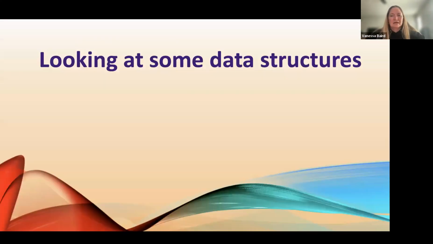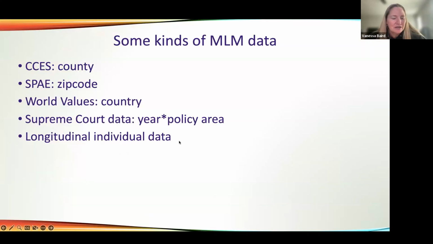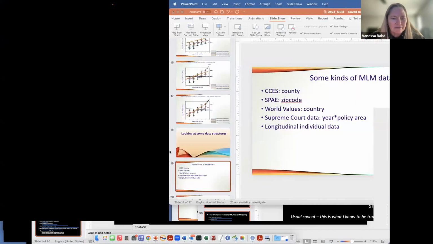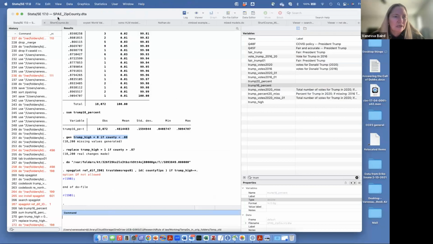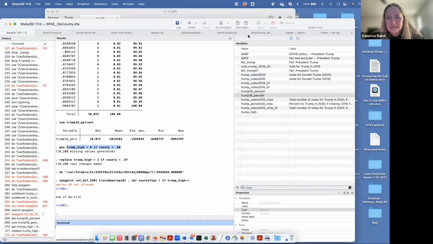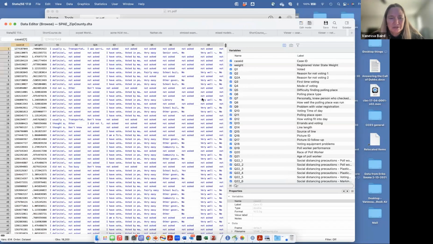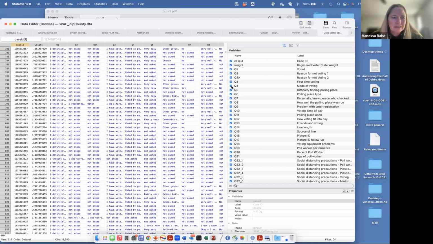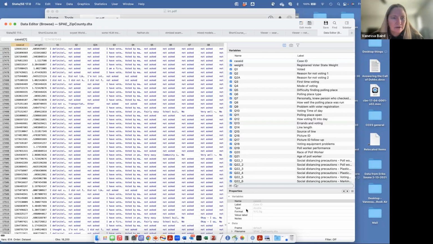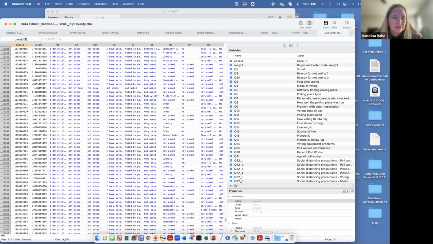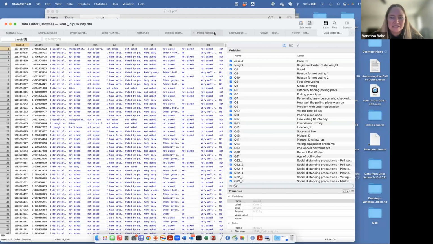All right. So looking at some data structures. I wanted to take a moment and just show you, because I've had a bunch of data open all day. And so this is the data structure for the electoral attitudes data set. And as you can see, we've got 18,000 respondents in our rows. And then they were asked Q8 and Q3.